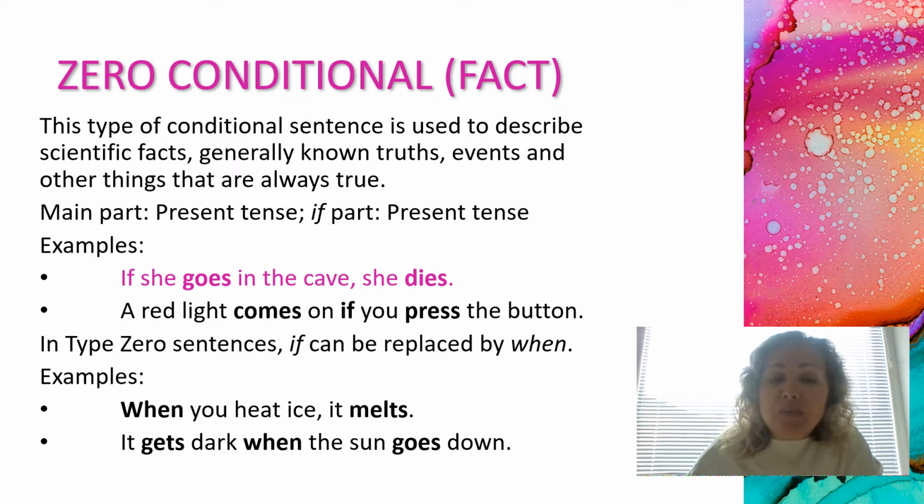So for this 0 conditional, we use present tense. We can use present simple. We can also use present continuous. For example, if I am jogging, I'm listening to music. So this is what always happens. This is what I always do when I jog.